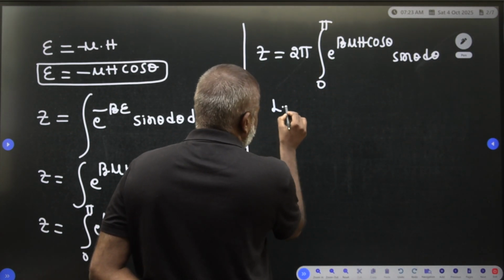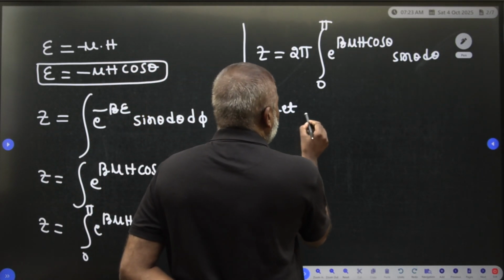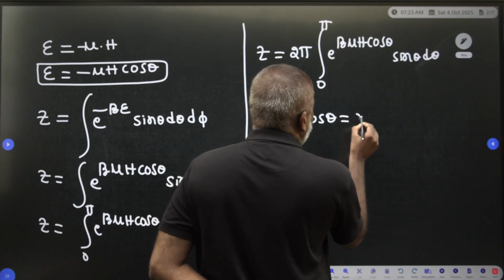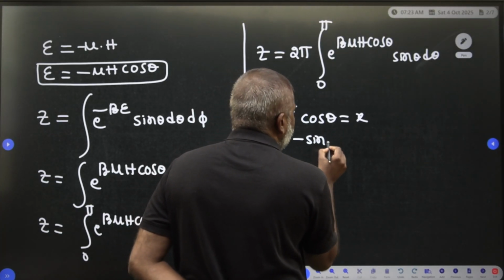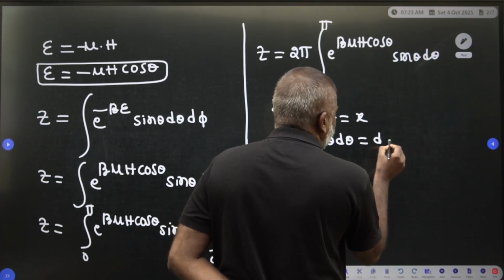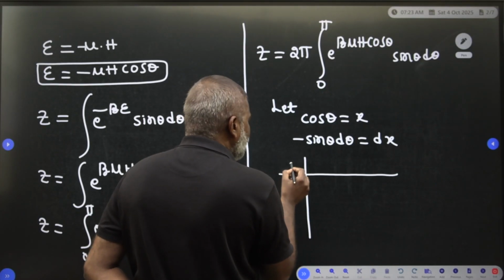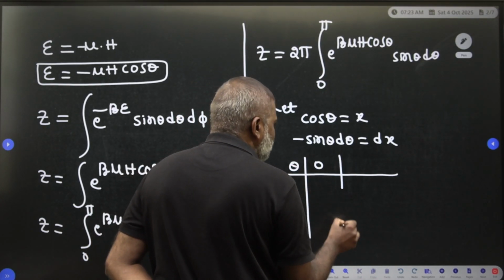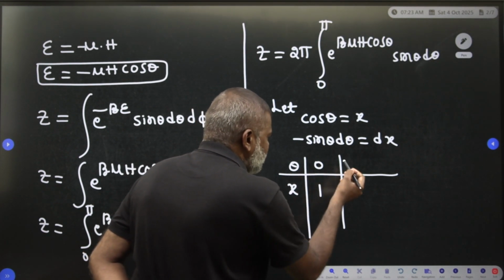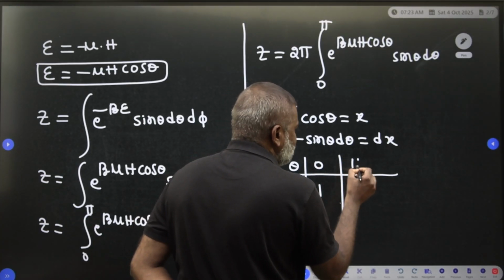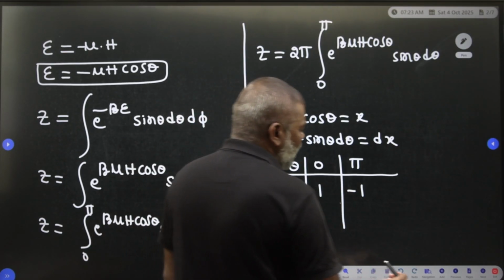There is no direct integration, so let cos theta equal x. Differentiating, minus sin theta d theta is equal to dx. Now we have to change the limits. If theta is equal to 0, cos 0 is equal to 1. If theta is equal to pi, cos pi is equal to minus 1.